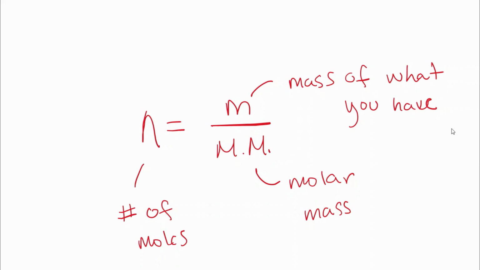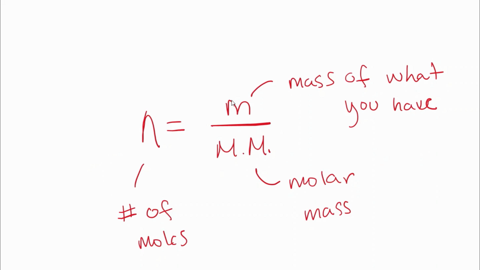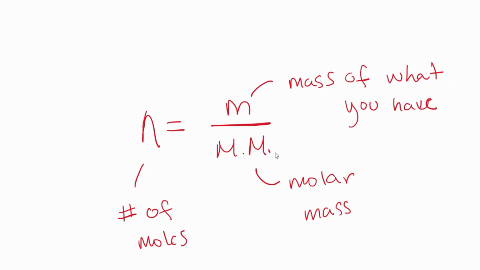So from our previous example, to calculate the number of moles of copper sulfate, you had 10 grams, so that would be the mass of what you have, and you had a molar mass of 159.6 grams per mole. So just by dividing those two quantities, you end up with the number of moles, and it's that simple.